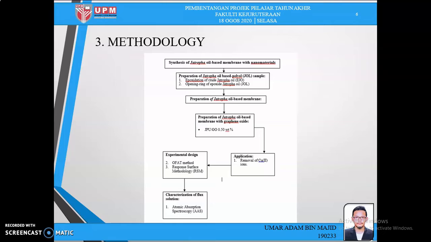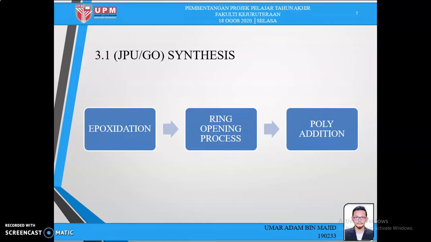So this is our overview of our methodology, starting with synthesis and then application, experimental design, and then characterization of solution. First off, the epoxidation. We have the synthesis: epoxidation, ring opening process, and polyaddition. Epoxidation is where we mix acetic acid, Amberlite, and CGO, and then we heat it up. The ring opening process is where we open up the bond and add hydroxyl with water, sulfuric acid, methanol, and with an epoxy, the epoxide EGO.